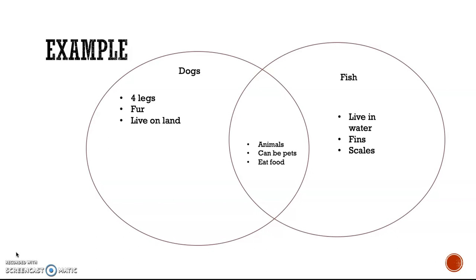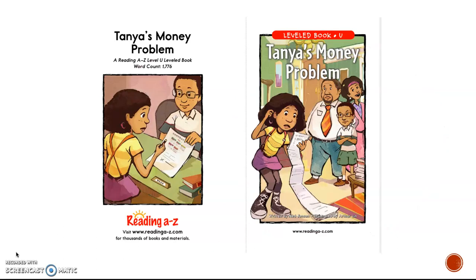So compare and contrast can be used in many different ways. One way that it can be used is in reading. So we can compare characters, we can compare stories, we can compare the plot, we can compare anything in reading, as long as it is two different things. So today we are going to read Tanya's Money Problem.